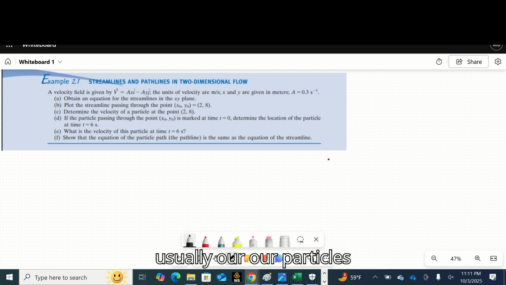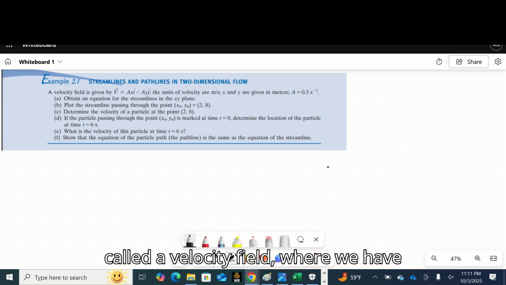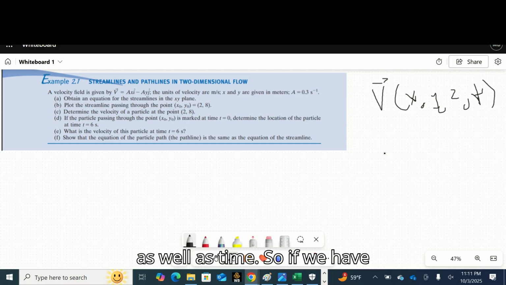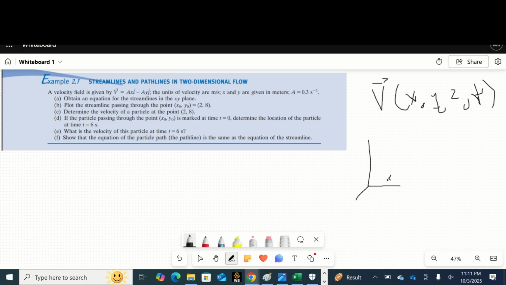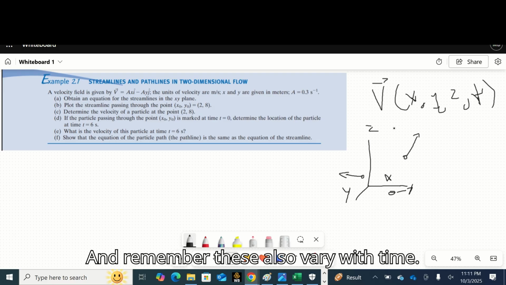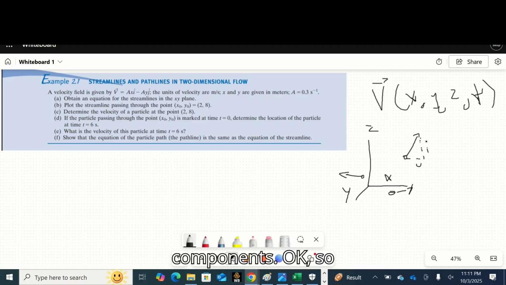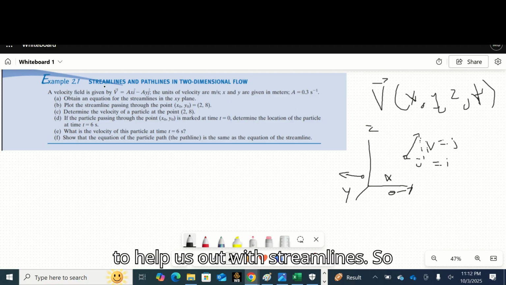So usually our particles, we can describe our flow with what's called a velocity field, where we have a velocity at different spatial coordinates as well as time. So if we have our x, y, z plane, we'll have a velocity here, velocity here, velocity here, and remember these also vary with time. And remember these are also composed of their respective components. Okay, so that's V, and this is just equal to u i plus v j. So I'm just referring to this velocity field is going to help us out with streamlines.